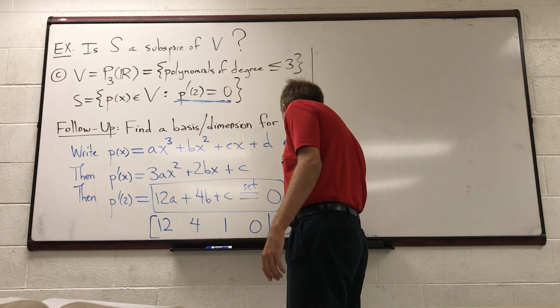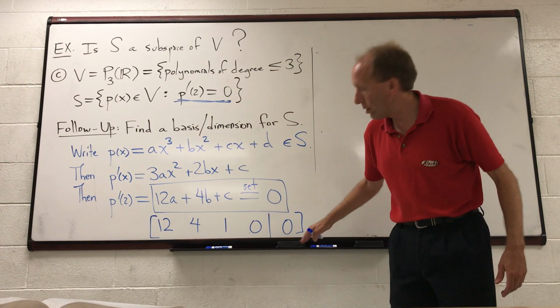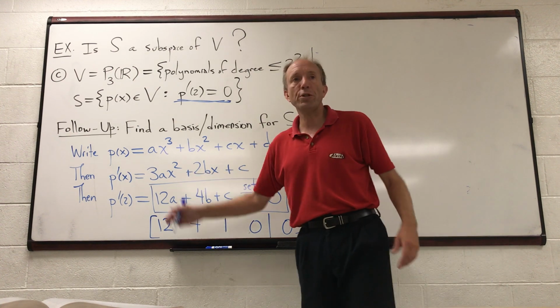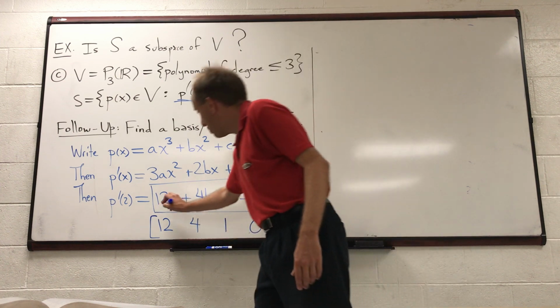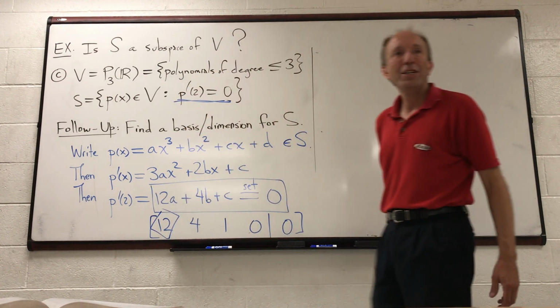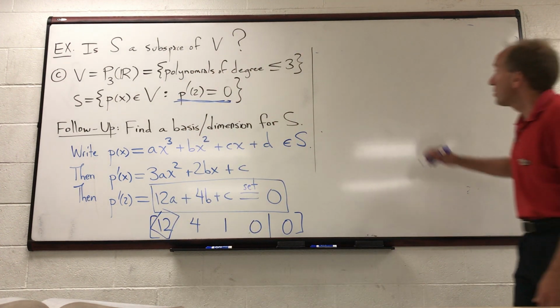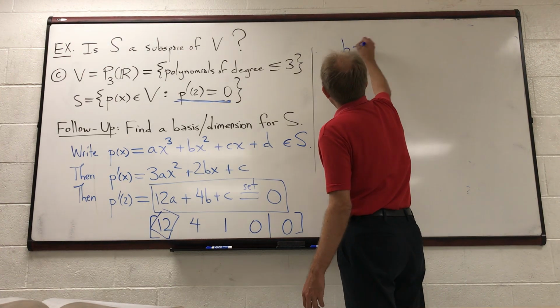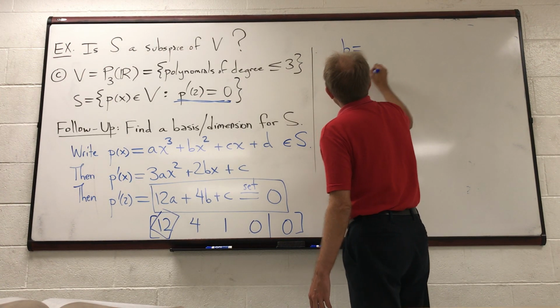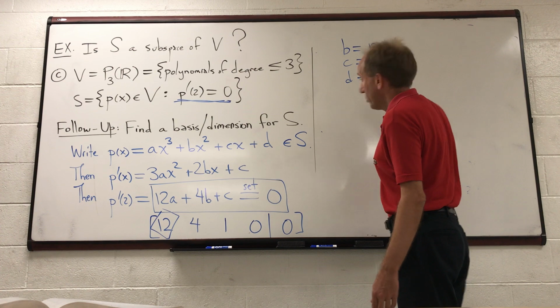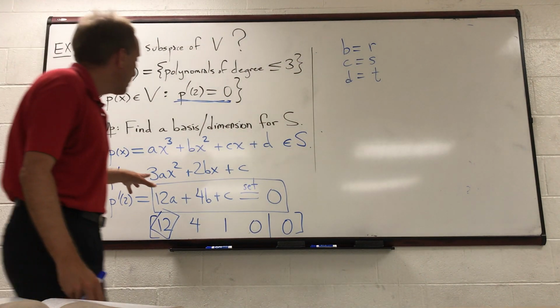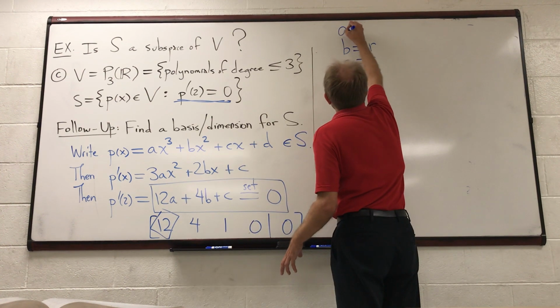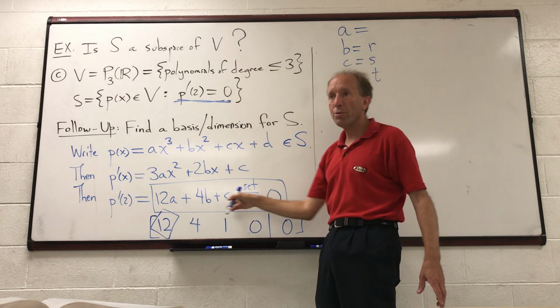But this is the augmented matrix for the linear system, if you can call it that. It's not really a system, it's just one equation, right? But your pivot is over here. Your pivot is on the A variable. So I'm going to think of B, C, and D as the free variables. I'll call those R, S, and T. And then I can figure out what A is by solving this one, right?